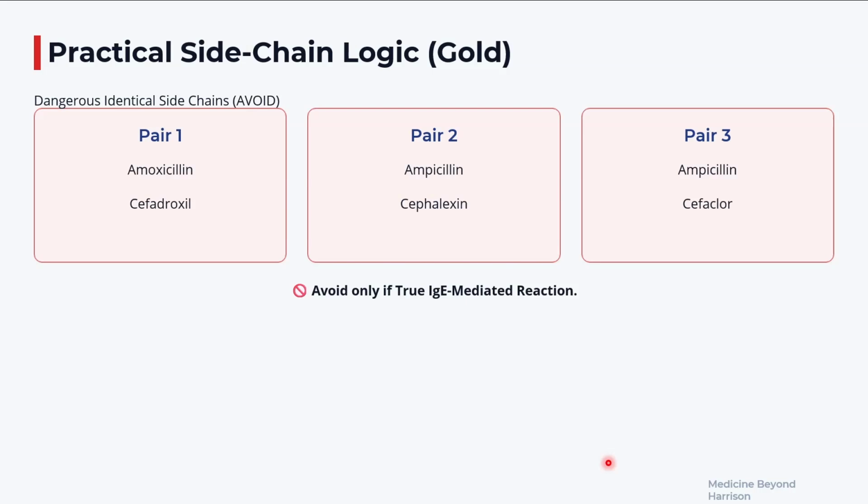So, practical side chain logic. In case of amoxicillin allergy, don't go for cephalexin. In case of ampicillin allergy, don't go for cephalexin. And in case of ampicillin allergy, again, don't go for cefaclor. All these have the same identical side chain. This is also an important point: avoid only if there is a true IgE-mediated reaction, like urticaria or Stevens-Johnson syndrome, those kinds of features, and not just for rashes, which can be due to direct mast cell degranulation.